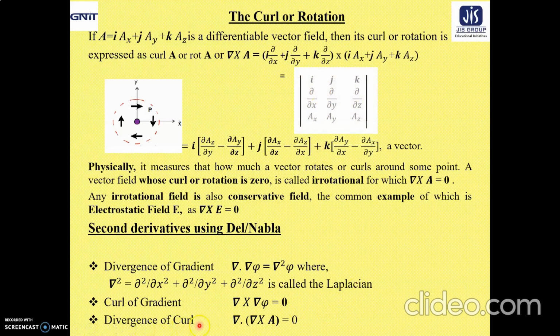Next is divergence of curl, another different operation. Divergence of curl, del dot del cross A. This is the curl operation and then the divergence is taken on it. So we are getting divergence of curl, and it will also come out 0. So the three very important operations including second order derivatives of del or nabla are shown here. Divergence of gradient introduces us to the Laplacian operator, that is del square phi. Curl of gradient always comes out to be 0. Divergence of curl always comes out to be 0.